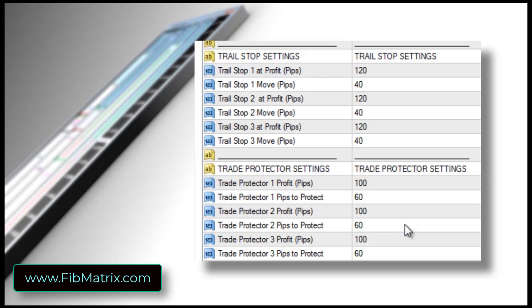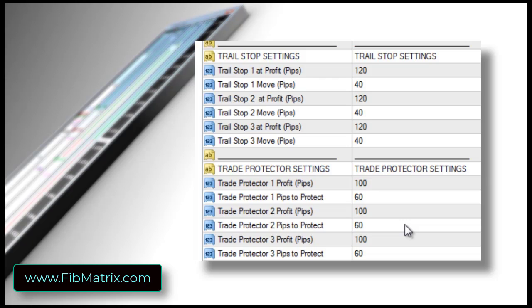Maybe you don't want to trail, you just want to get it to break even or up a few pips as soon as possible, and then you want the trade to work. You don't want to trail it. You just want the trade to go and keep yourself at a positive stop or a break-even stop so you don't lose anything on the trade. That's called the trade protector.